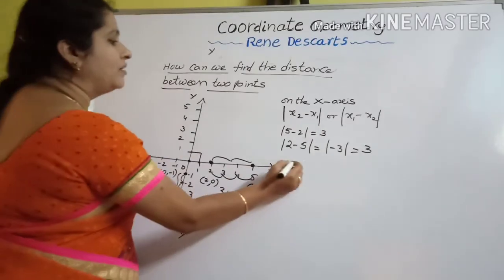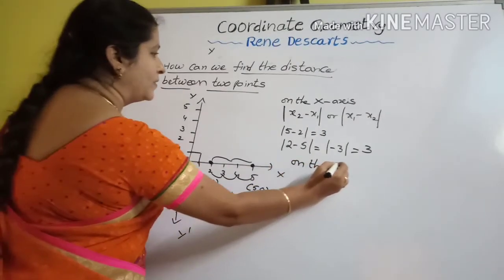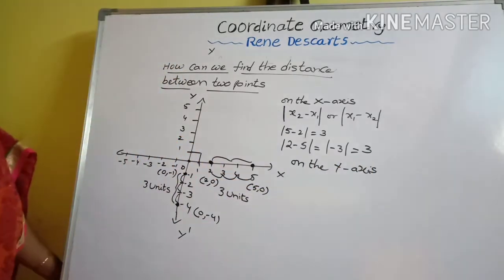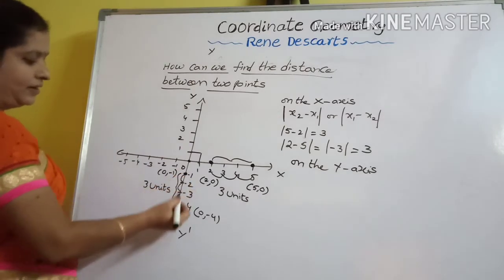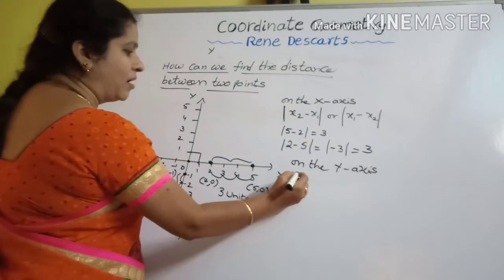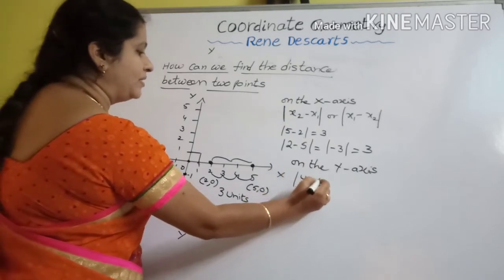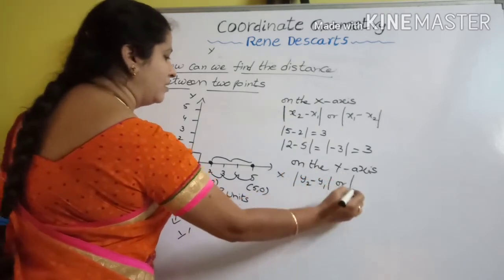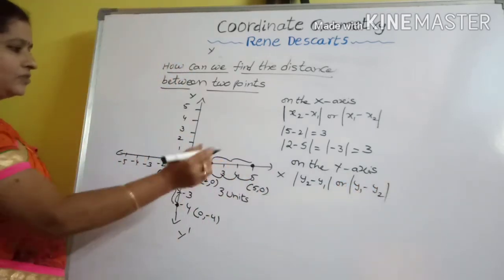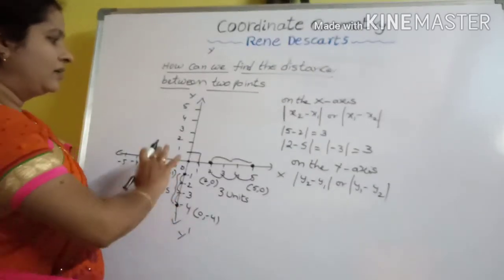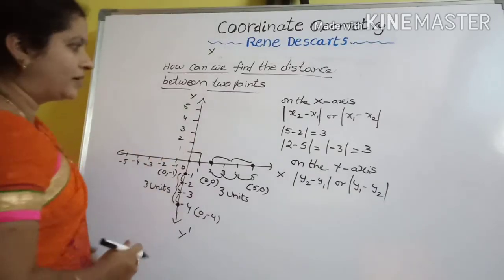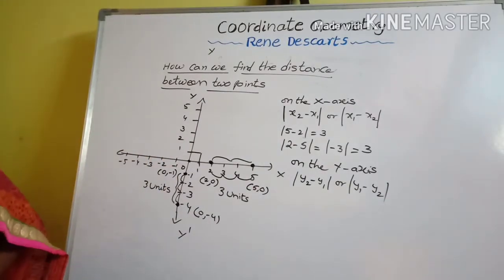In the same way, on the y-axis, what is the distance formula? Here the x coordinate value is 0. So simply you write modulus of y2 minus y1, or modulus of y1 minus y2. Okay. So these are the formulas for distance between the points on the axis. Suppose we are taking another 2 points like this.